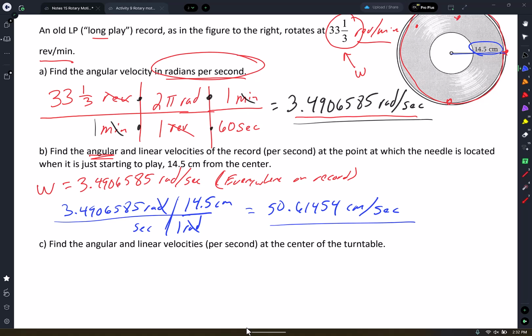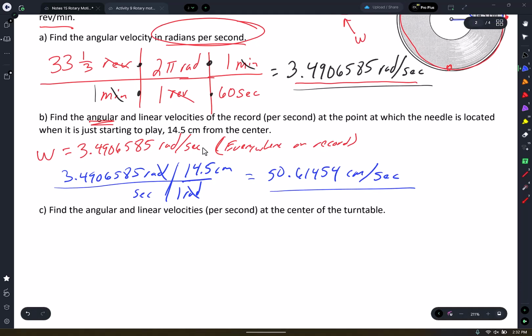How are we feeling so far? Okay. Check it out, guys. Let's see if we're going to get tricked. At the point at which the needle is located when it's just starting from the center. Okay, yeah. Letter C. Find the angular and linear velocities per second at the center of the turntable.